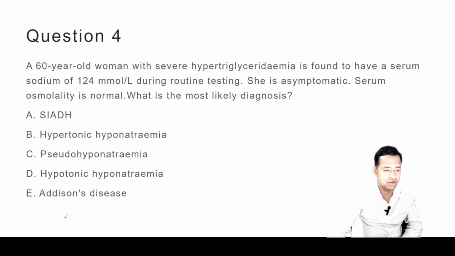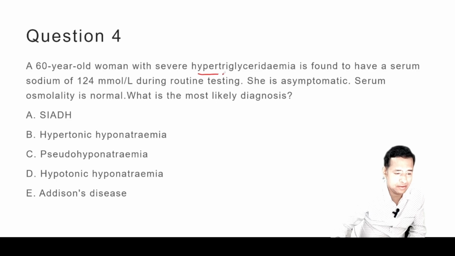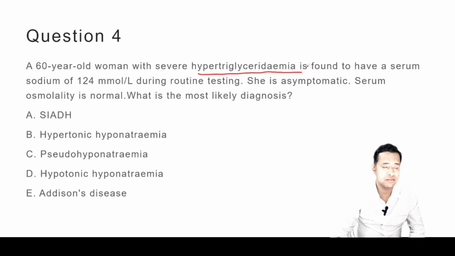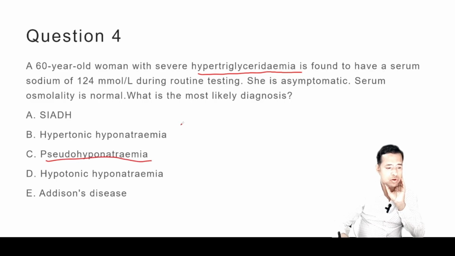Question number 4: a 60-year-old woman with severe hypertriglyceridemia. This is one of the important clues. Anything that presents with hypertriglyceridemia, hyperproteinemia, or hyperimmunoglobulinemia, close your eyes and mark pseudohyponatremia. Again, sodium is 124 millimole, she is asymptomatic, and serum osmolality is normal.